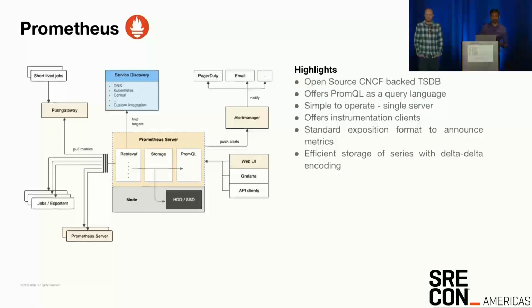So Prometheus is by far one of the more popular time series databases that are there. It's CNCF backed, offers PromQL. It's very simple to operate, given that it's a single server. It's a single server, no sharding, replication, nothing. It offers instrumentation clients in a variety of languages that are there. A very simple exposition format to be able to announce all the metrics that are being harvested. And through various techniques that have been baked into the project over several years, like delta-delta encoding, it's fairly efficient in storing time series.